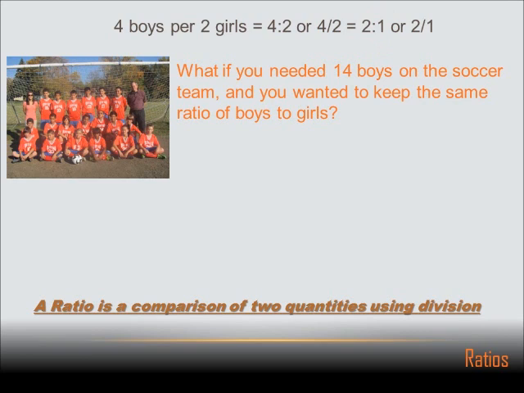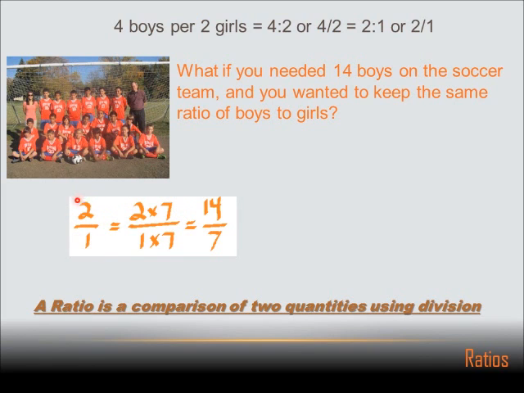Well, what if you needed 14 boys on the soccer team and you wanted to keep that same ratio of boys to girls? Could you figure out how many girls would be on the soccer team? Sure you could. You know that the ratio is 2 to 1 and you want to have 14 boys. It's 2 boys to 1 girl and you want to have 14 boys. So what do you have to do to 2 to make it 14? You have to multiply it by 7.